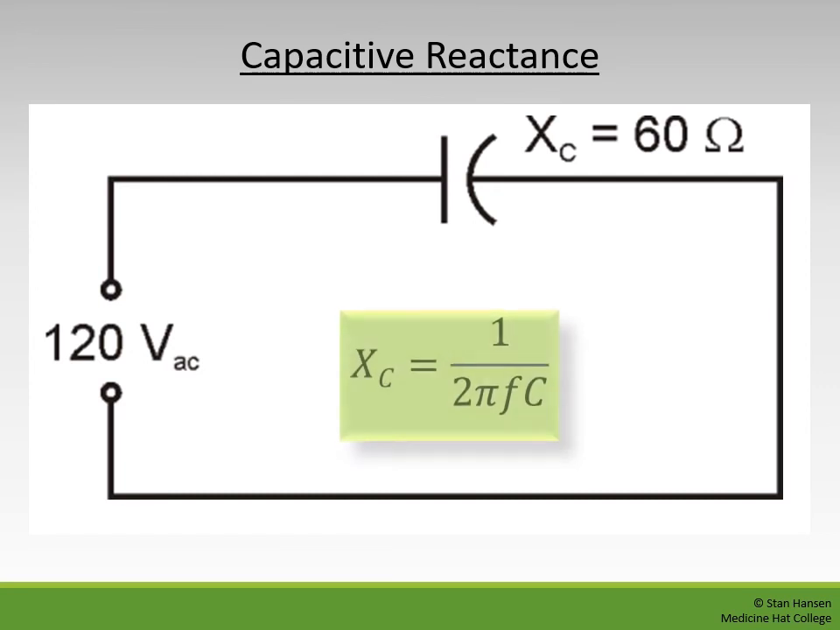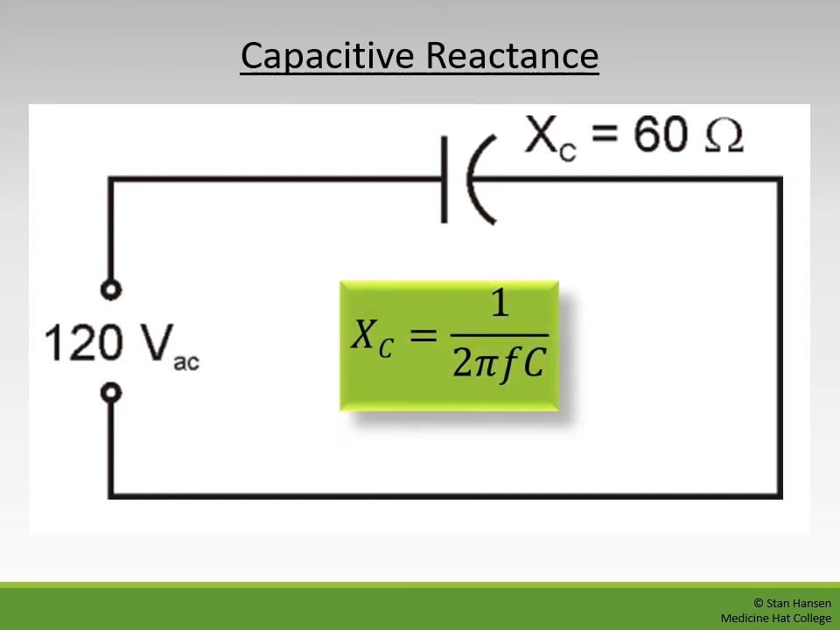The two factors that affect capacitive reactance are both frequency and capacitance, and they both affect capacitive reactance in an inverse way. As we look at our formula, XC is equal to 1 over 2 pi FC. This applies to our AC circuits. If my frequency were to increase, my capacitive reactance would decrease. And if my capacitance were to increase, my capacitive reactance would once again decrease. This is what makes them inversely proportional.